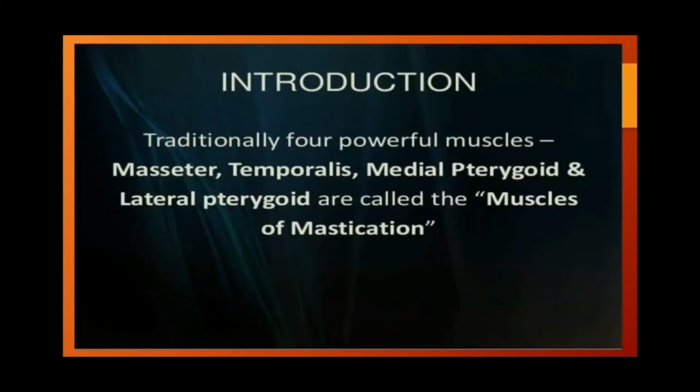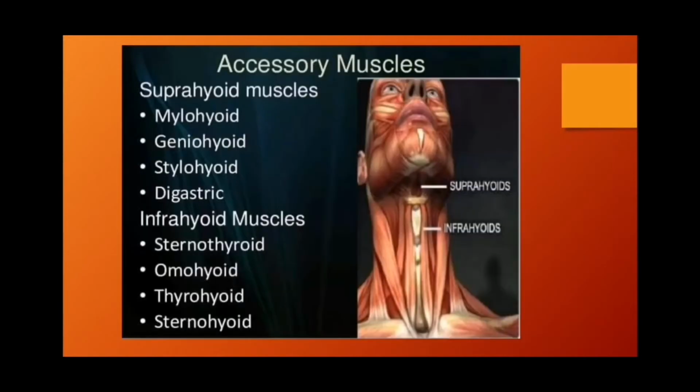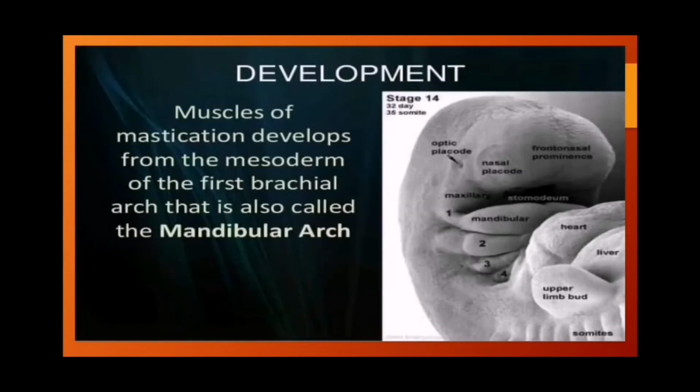Introduction of muscles. Traditionally, four powerful muscles, masseter, temporalis, medial pterygoid, and lateral pterygoid, are called the muscles of mastication. Accessory muscles are those muscles which help in mastication, which include suprahyoid muscles and infrahyoid muscles. In suprahyoid muscles, we have mylohyoid, geniohyoid, stylohyoid, and digastric muscles. In infrahyoid muscles, we have sternothyroid, omohyoid, thyrohyoid, and sternohyoid muscles.